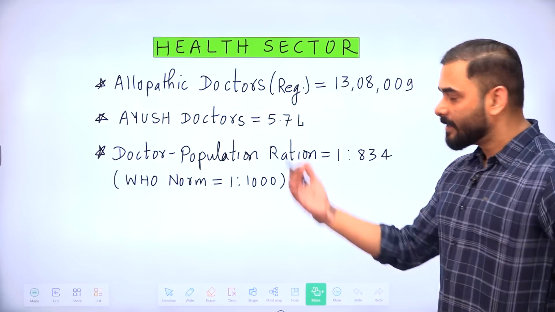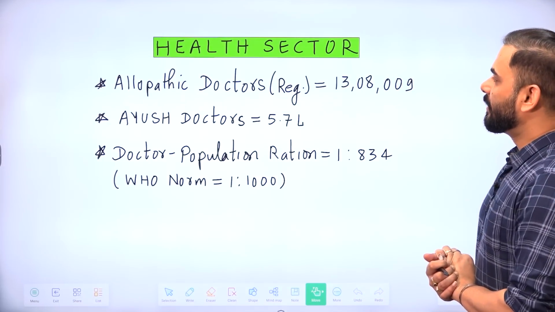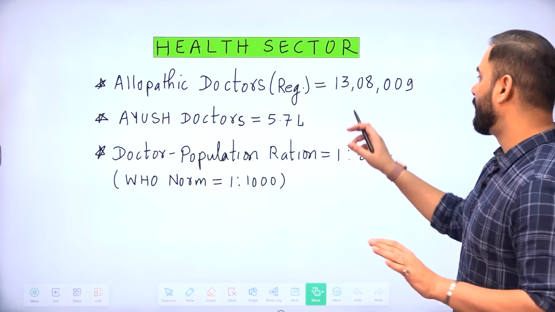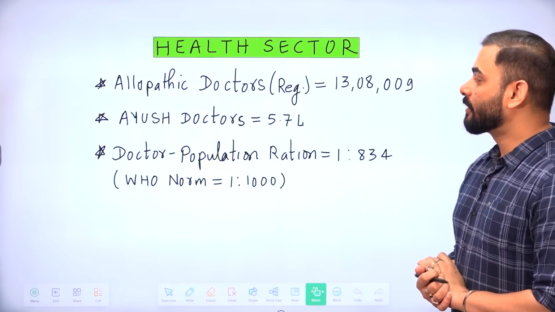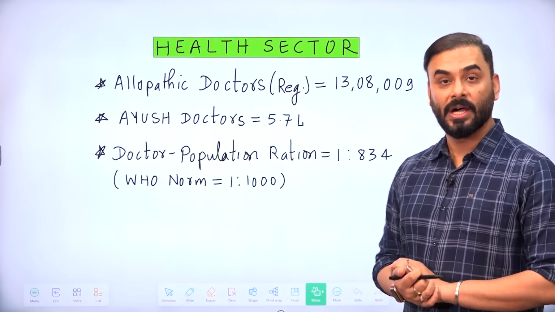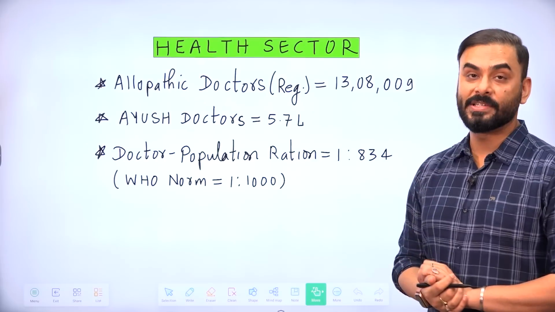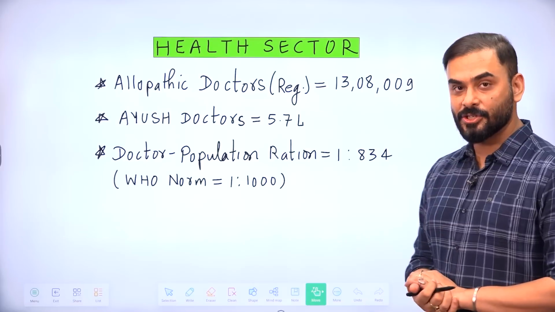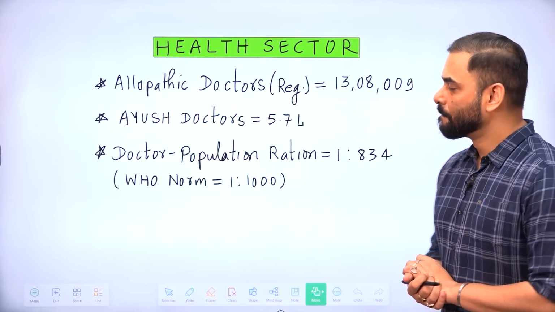Now, guys, let us look at some of the developments in the field of health. Now, see, if you look at the number of registered allopathic doctors in India, it's roughly around 13,08,009 doctors. And how many doctors belong to the category of Ayush, Ayurveda, Yoga, Unani, Siddhi and Homeopathy? Approximately 5.7 lakh doctors. If you add them, 13 plus approximately 6. So we have roughly around 19 lakh doctors in India.